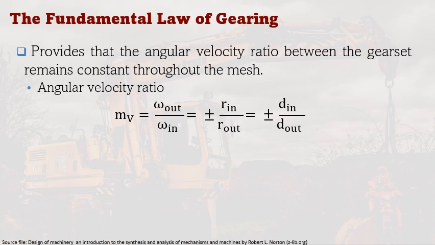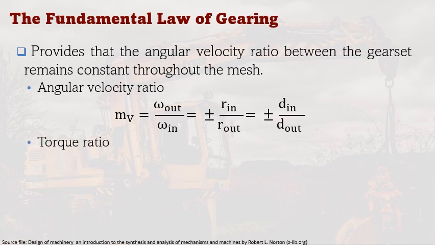The angular velocity ratio, based on the fundamental law of gearing, is defined as mv, which is equivalent to the ratio of the output angular velocity to the input angular velocity. In our previous discussion about rolling contact, we learned that this is proportional to the radius and eventually to the diameter, as you can see here.